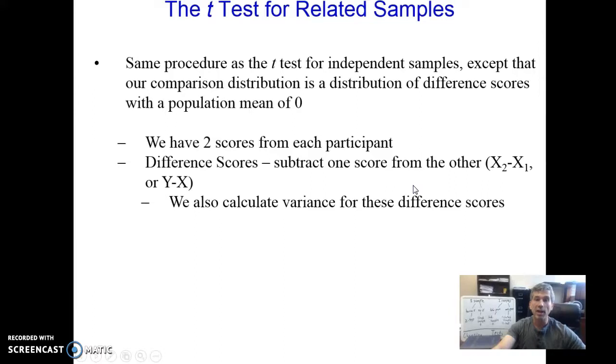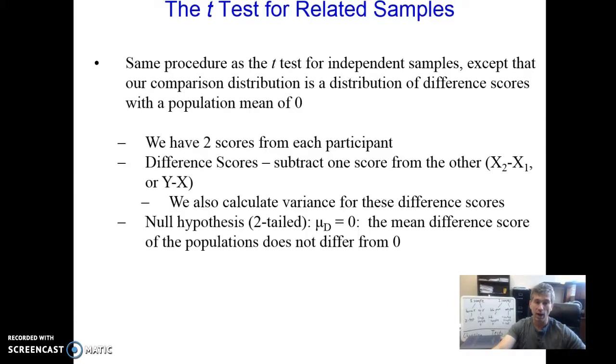That results in, again, everything revolving around those difference scores. We calculate variance for them in standard error. We calculate the mean difference score. It's all very easy to calculate. You just have to remember why you're doing it and what you're doing. That has to be calculated.